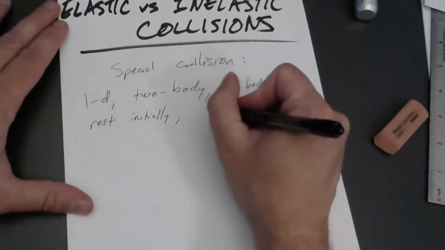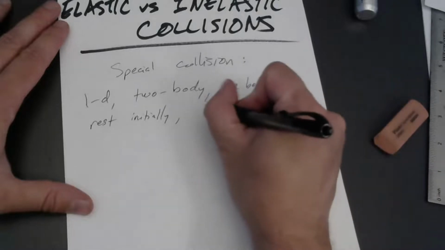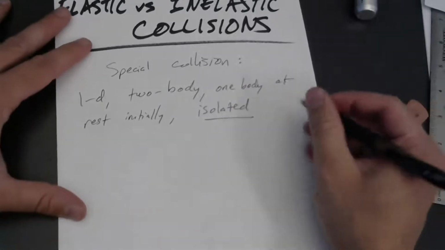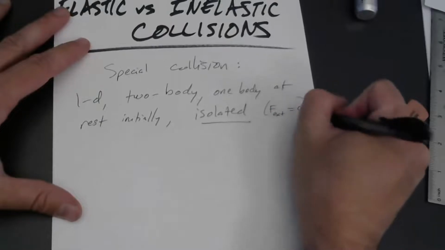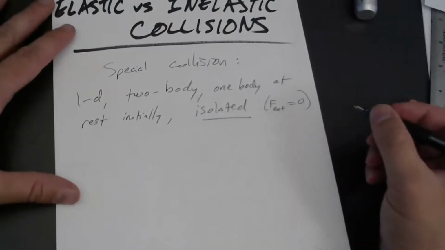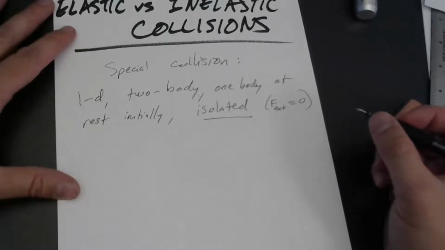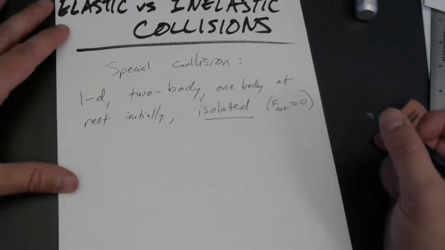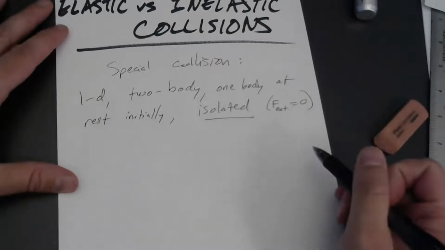And lastly, actually, there's 2 more conditions. One of the conditions is that it's an isolated collision. And by that, I mean that the external force on the system is 0. Think of those 2 vehicles crashing head on. Yes, there's outside air drag and friction, but those forces were small compared to the forces between the vehicles. So we just approximate the external forces being 0.